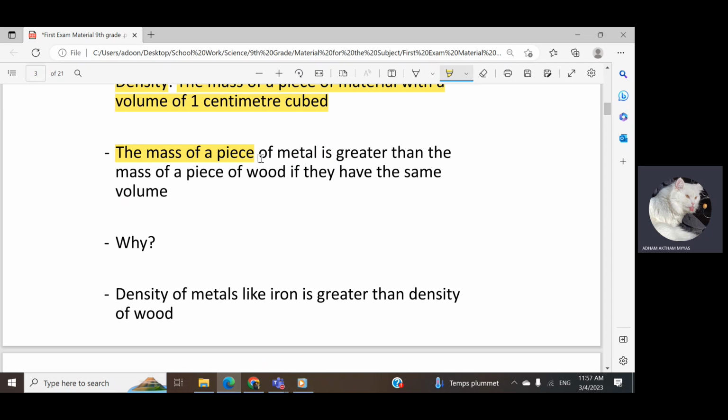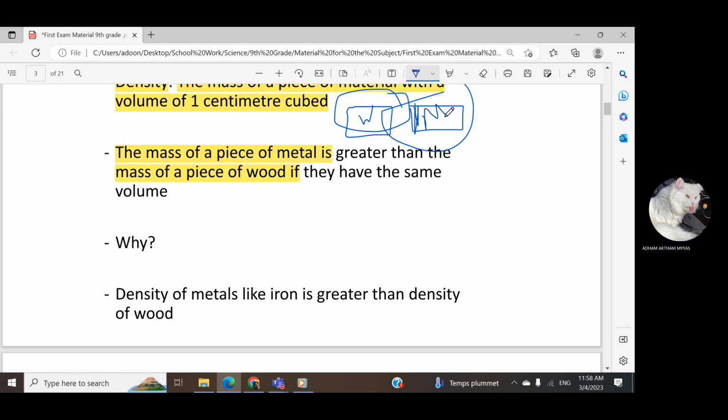The mass of a piece of metal is greater than the mass of a piece of wood if they have the same volume. So if we have two blocks of material, one of them is wood and the other one is metal, and they have the same volume, the mass of the wood is less than the mass of the metal.